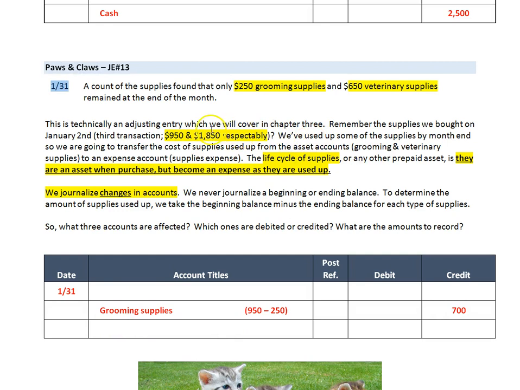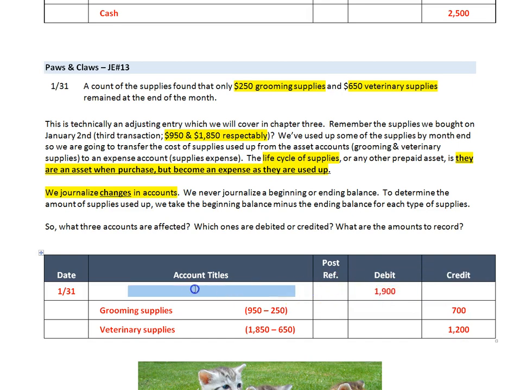Same thing for the veterinarian supplies. It started at 1850. It's down to 650. So we'll subtract the two numbers. You get to 1200. So we know here debits have to equal credits, so we know it's going to be the sum of these two. We know it's going to be $1,900.